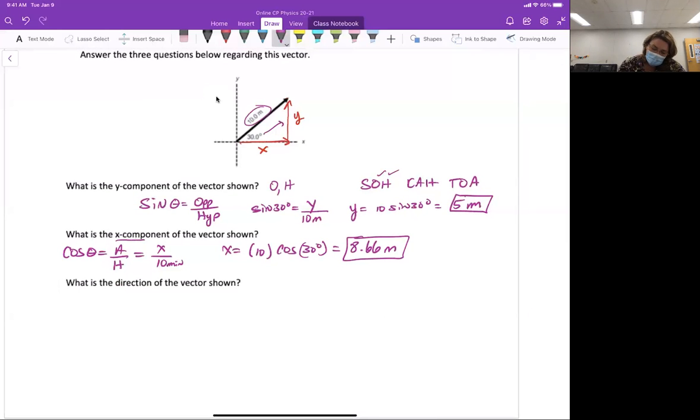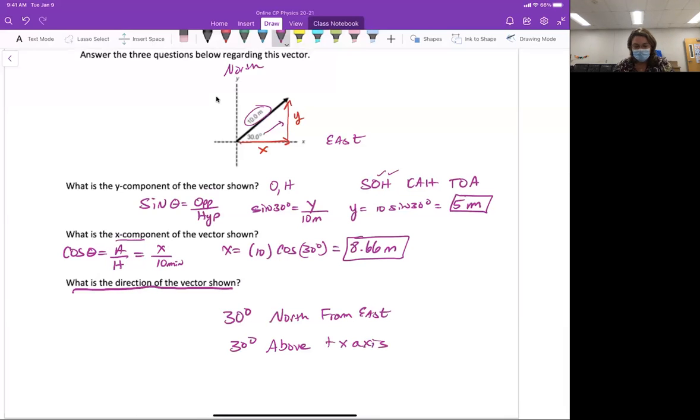Okay. What is the direction of the vector shown? Well, what are they asking for? How do I describe that direction? 30 degrees is not an accurate way to describe that. It is 30 degrees north from east, right? This is east, this is north. That's one way to describe it. Here's another way: 30 degrees above the positive x-axis. Okay.